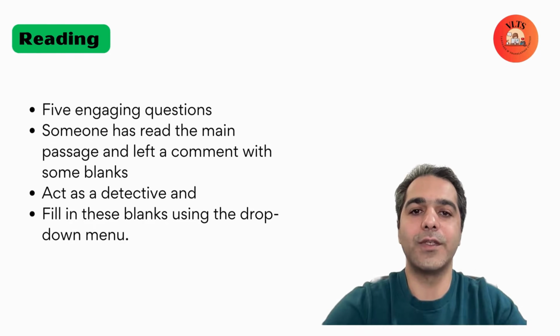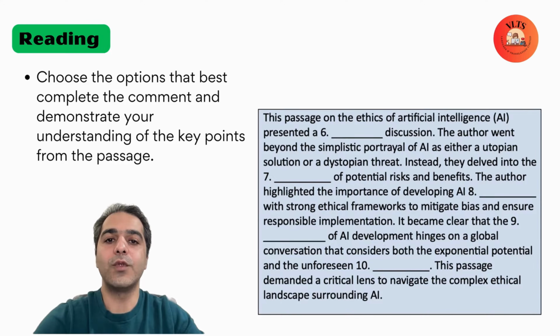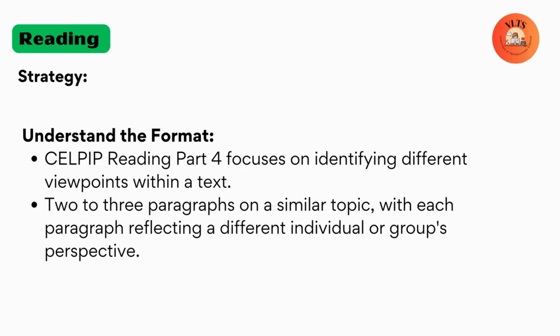The next 5 questions present an engaging scenario. Imagine someone has read the passage and left a comment with some blank spaces. Your task is to act as a detective to fill in the blanks using the options from a drop down menu. You need to choose the best option that completes the comment and showcases your understanding of the information presented in the passage. Here are some effective strategies for CELPIP Reading Part 4.